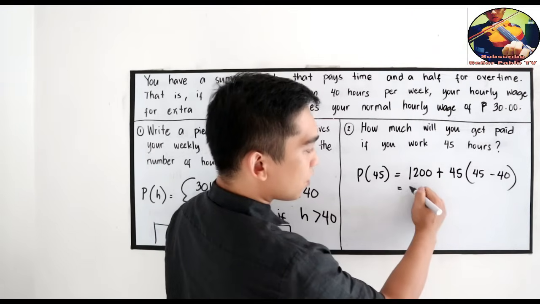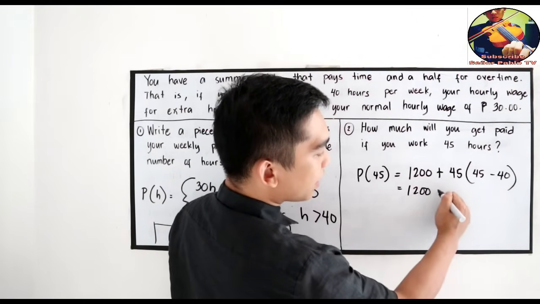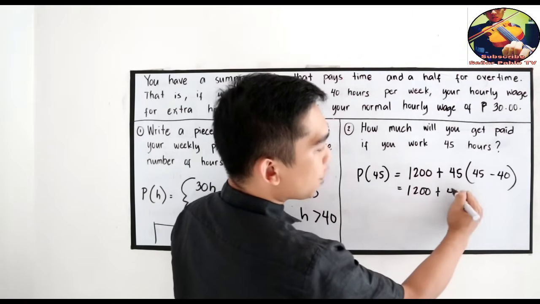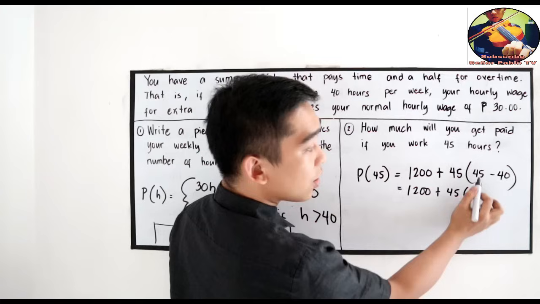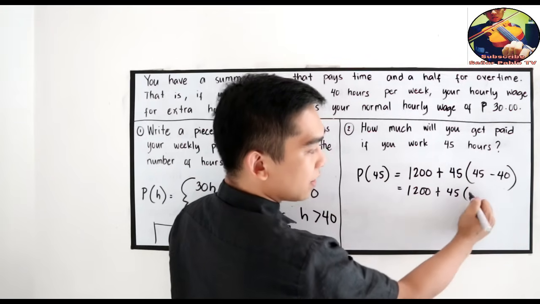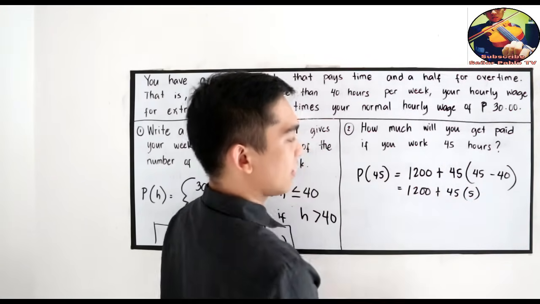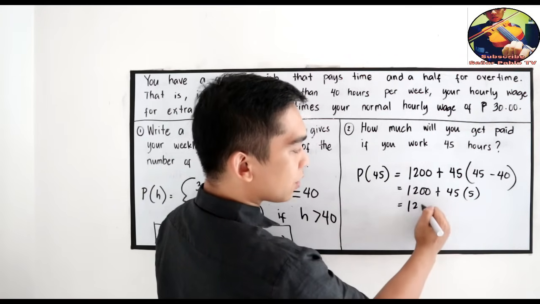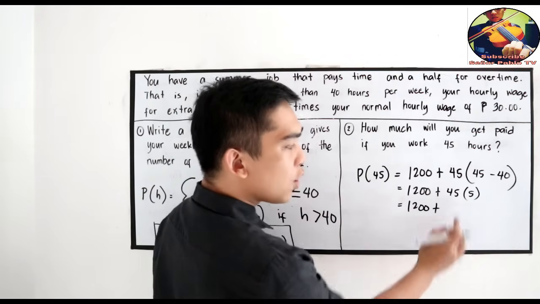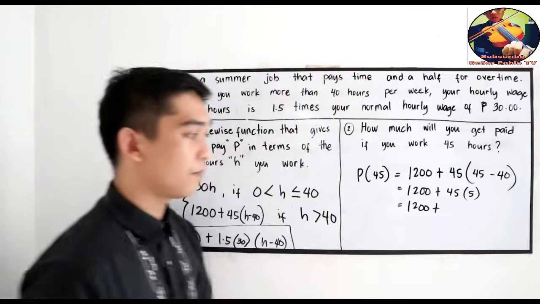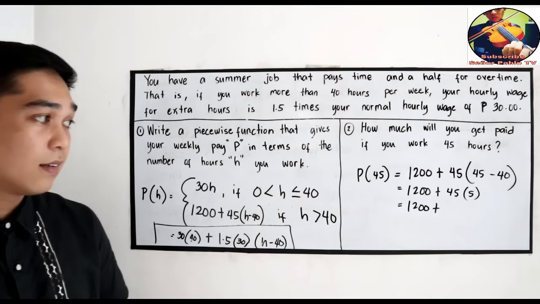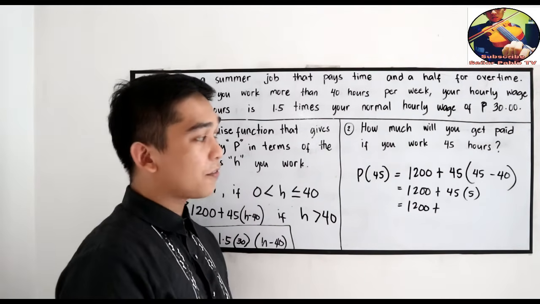So we have 1,200 plus 45 times (45 minus 40). So 1,200 plus 45 times 5. Add natin. So 45 times 5.